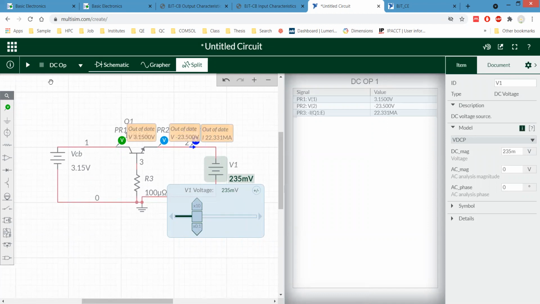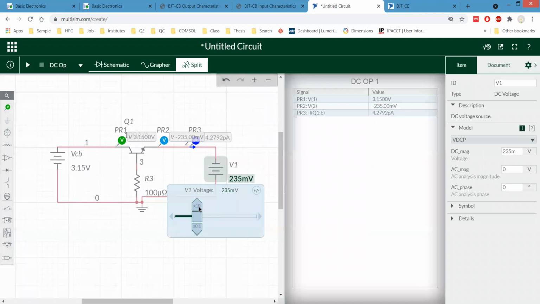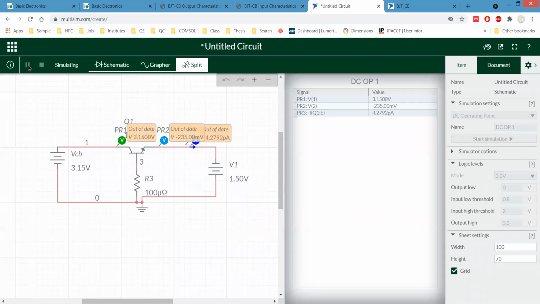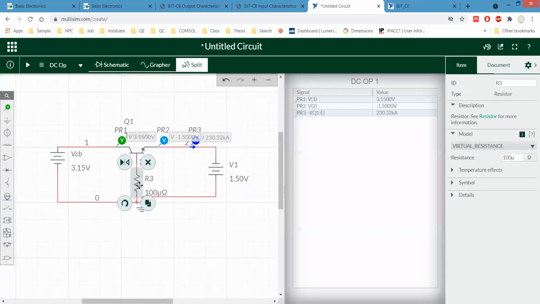Okay. So our emitter base junction voltage is 235 millivolt and the current is in picoampere. And we want to move it further. Let's say for 1 volt, 1.5 volt. Kiloampere, I don't know what that is.